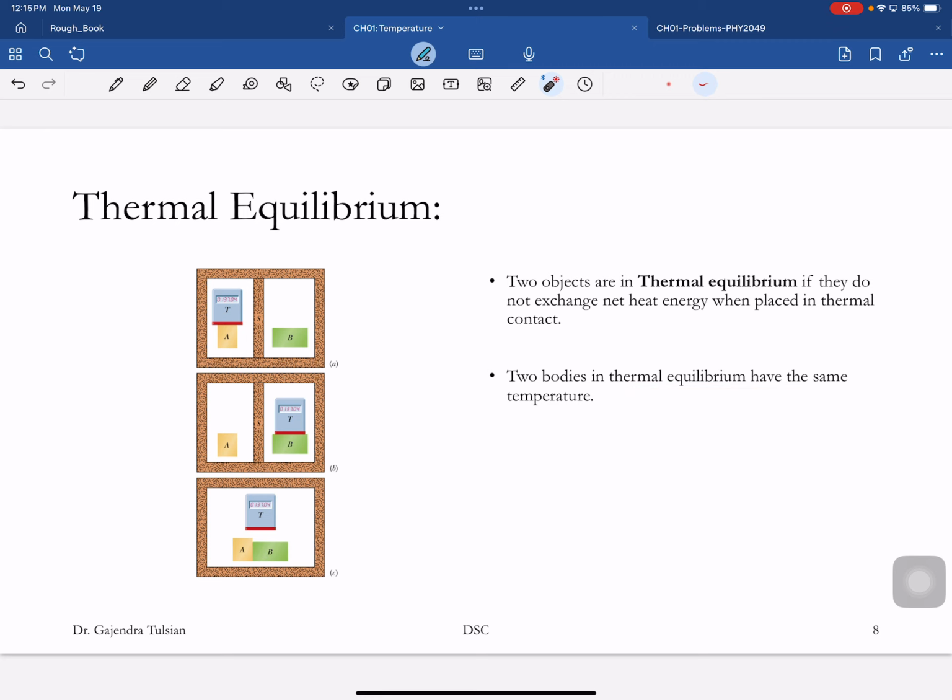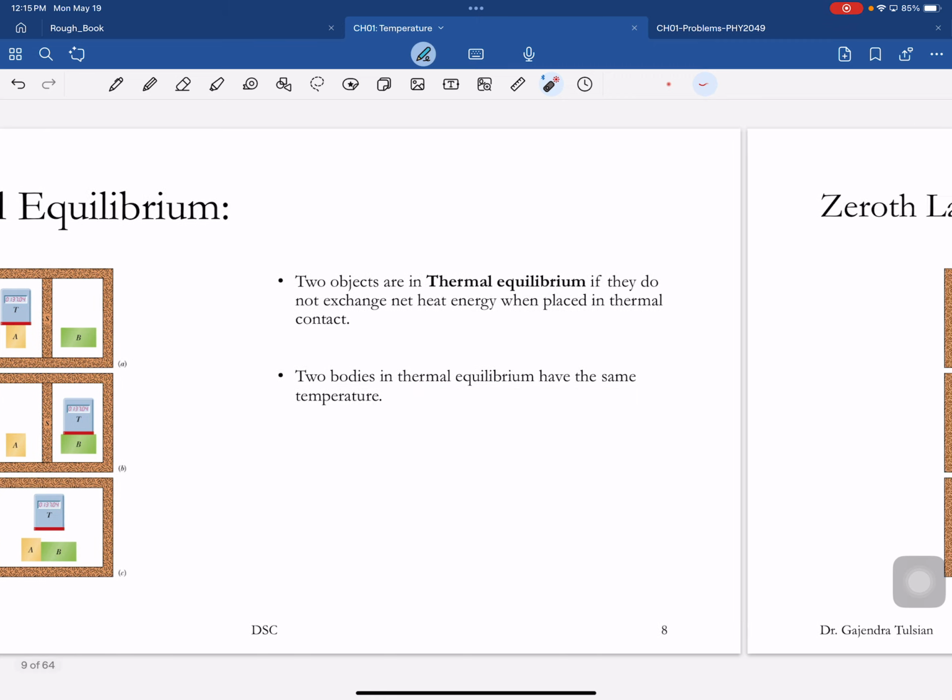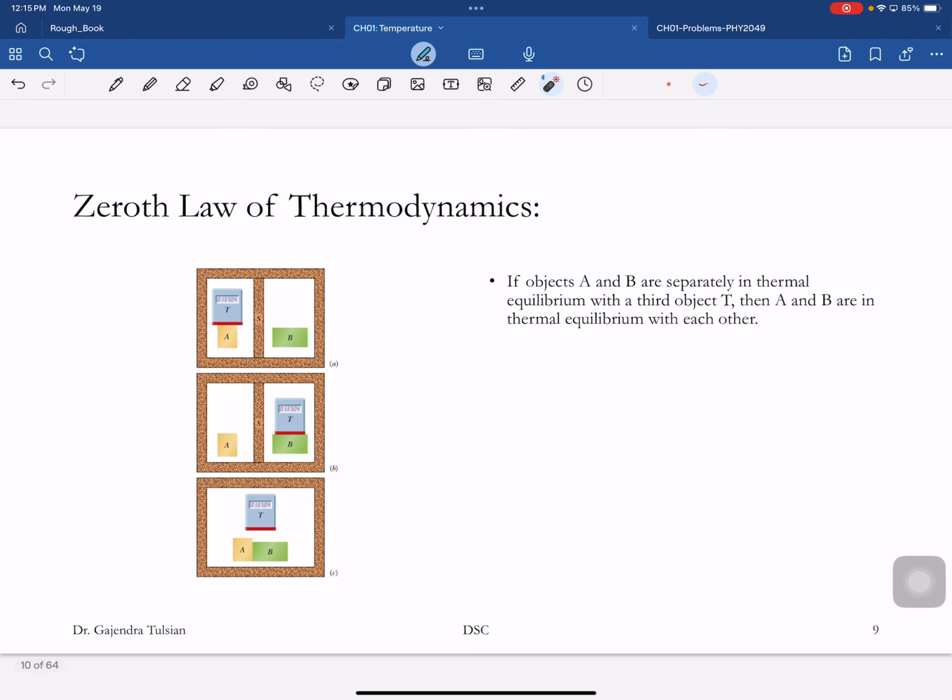So two bodies in thermal equilibrium have the same temperature. Okay, so the zeroth law essentially just says that if you're in thermal equilibrium, you're at the same temperature. So if A is in equilibrium with B and B is in equilibrium with C, then they're all at the same temperature. Okay?